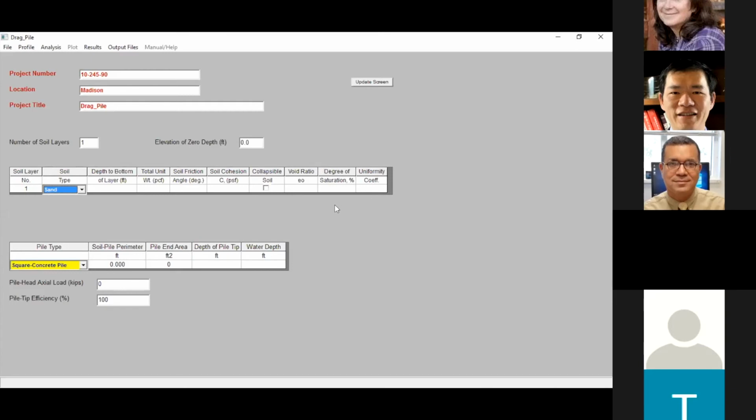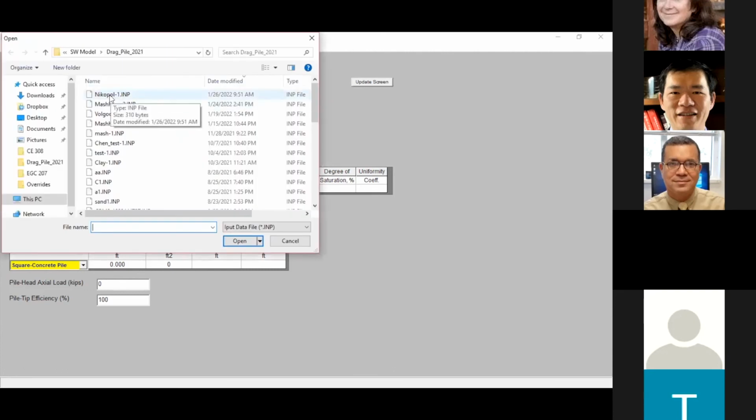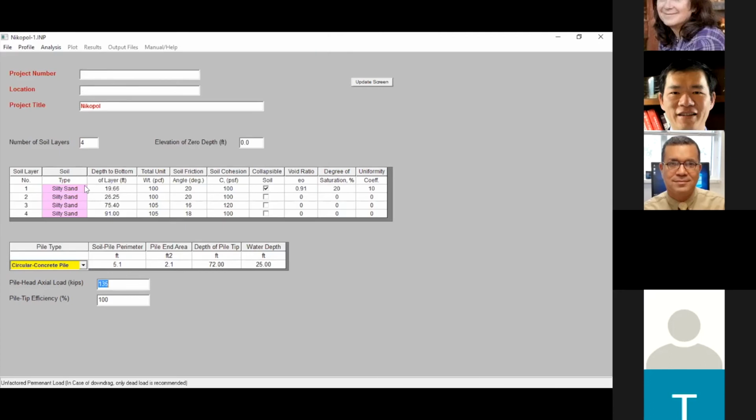Perfect. Great. Okay, here's the page of the program that you can see here. I can upload one of these files, so let me get the Nicopol one, which was the best one that we have. You can see here that we can provide the type of soil that we have. So we have sand, clay, different types of soil. You can choose the type of soil for each layer, and you can provide the depth of the bottom of that layer.